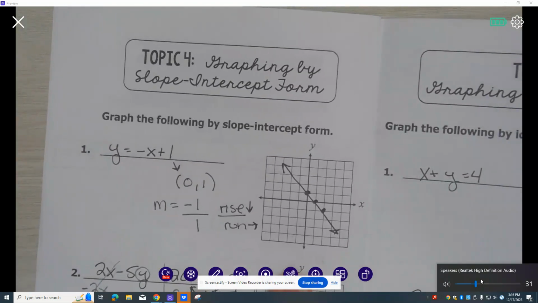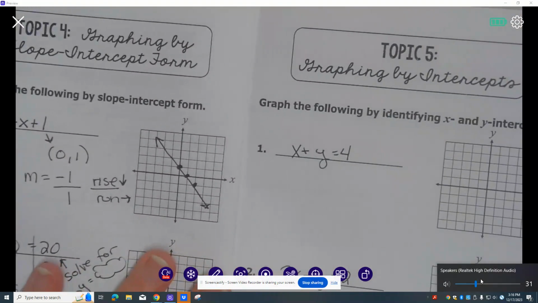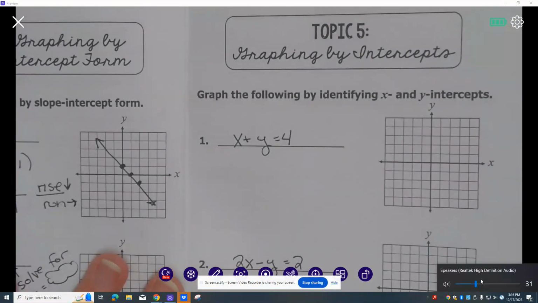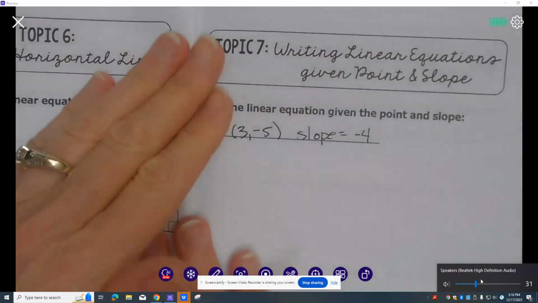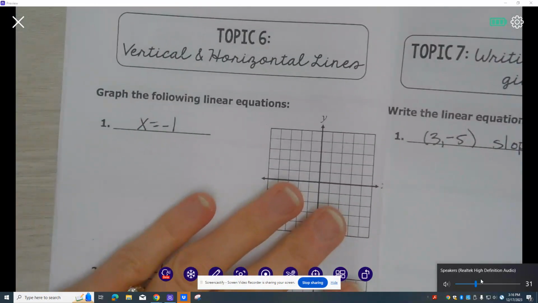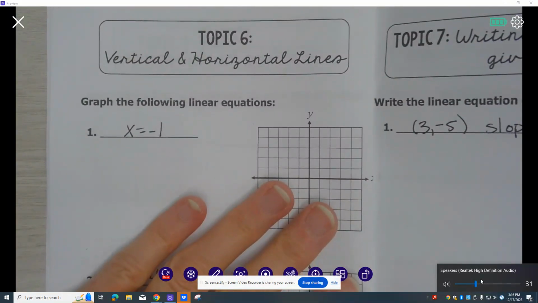We did topic 4 in class. I'm actually not going to do topic 5 right now. I will catch you up on that page when I return. So if you can flip over to topic 6.